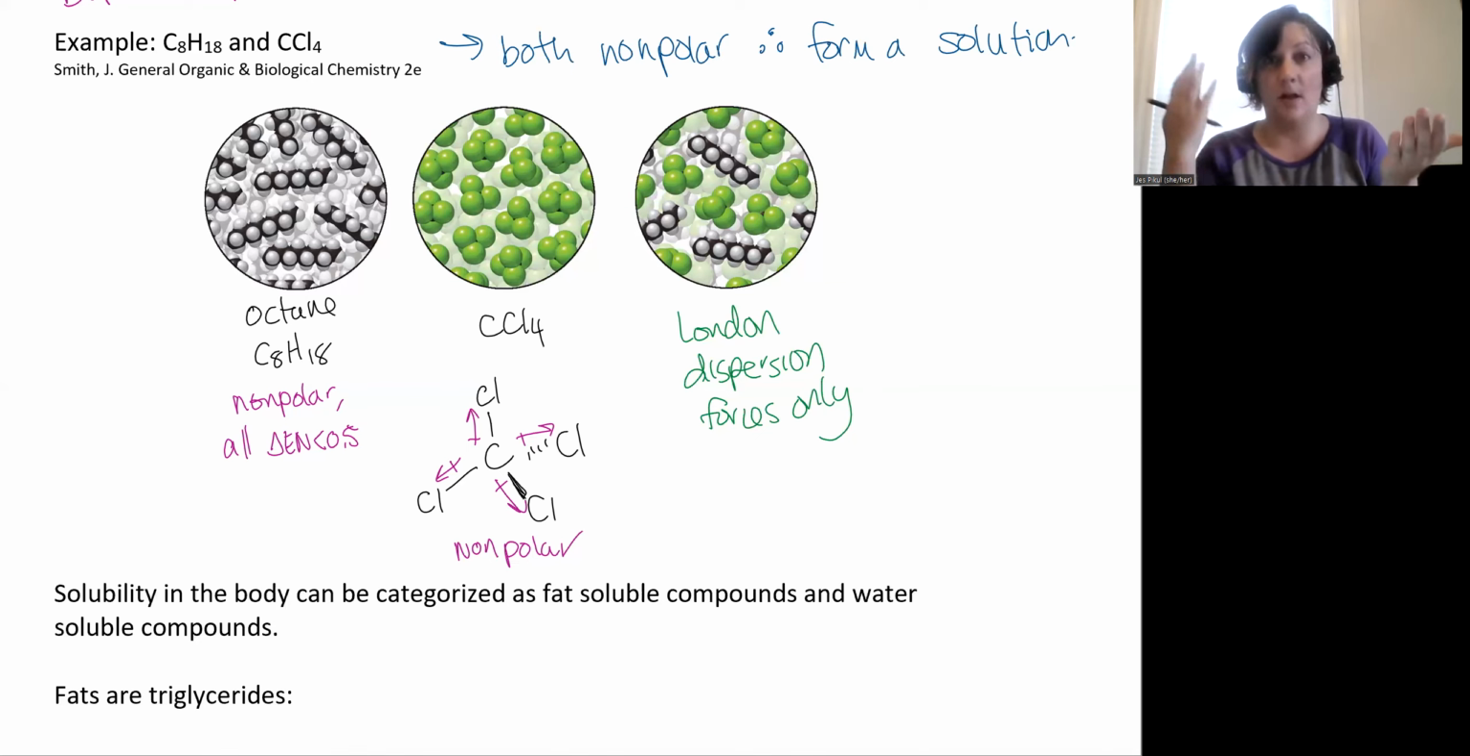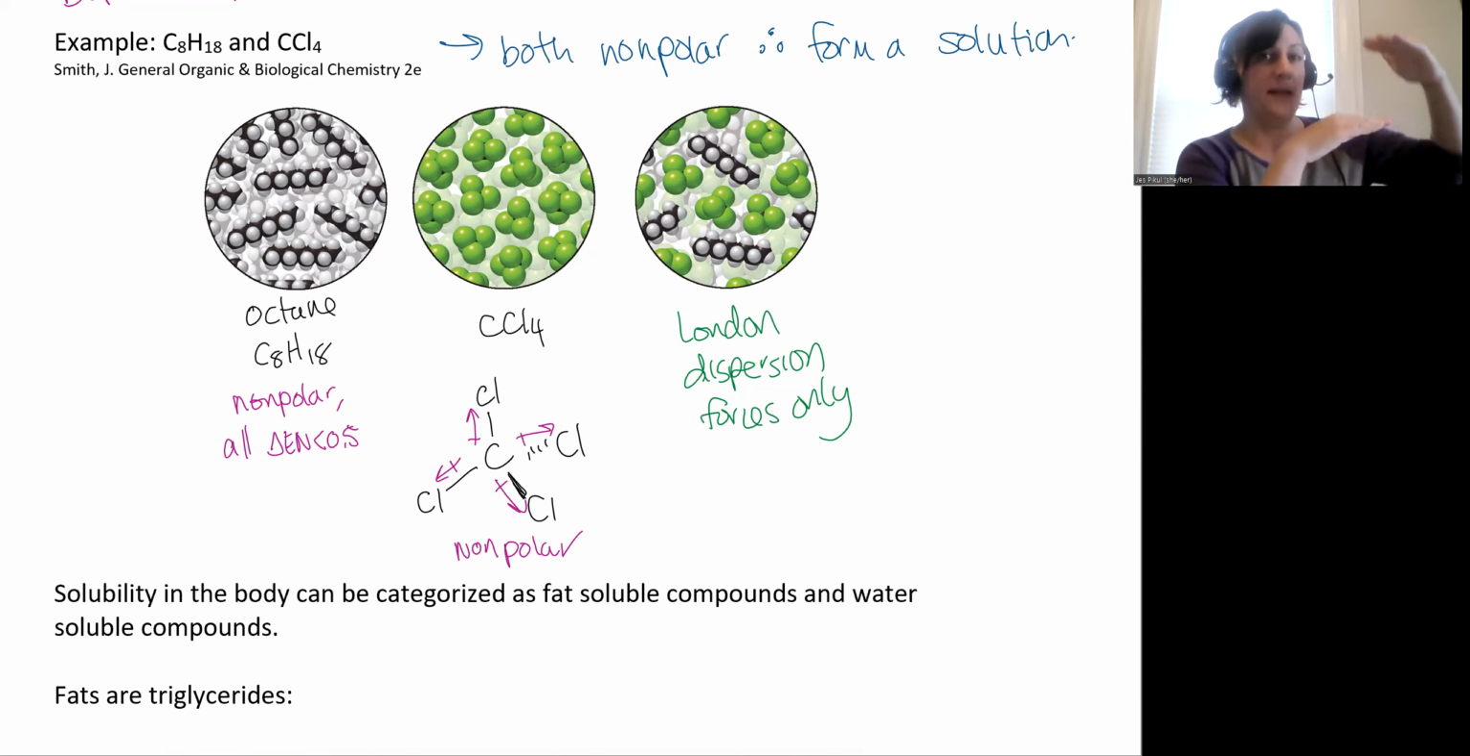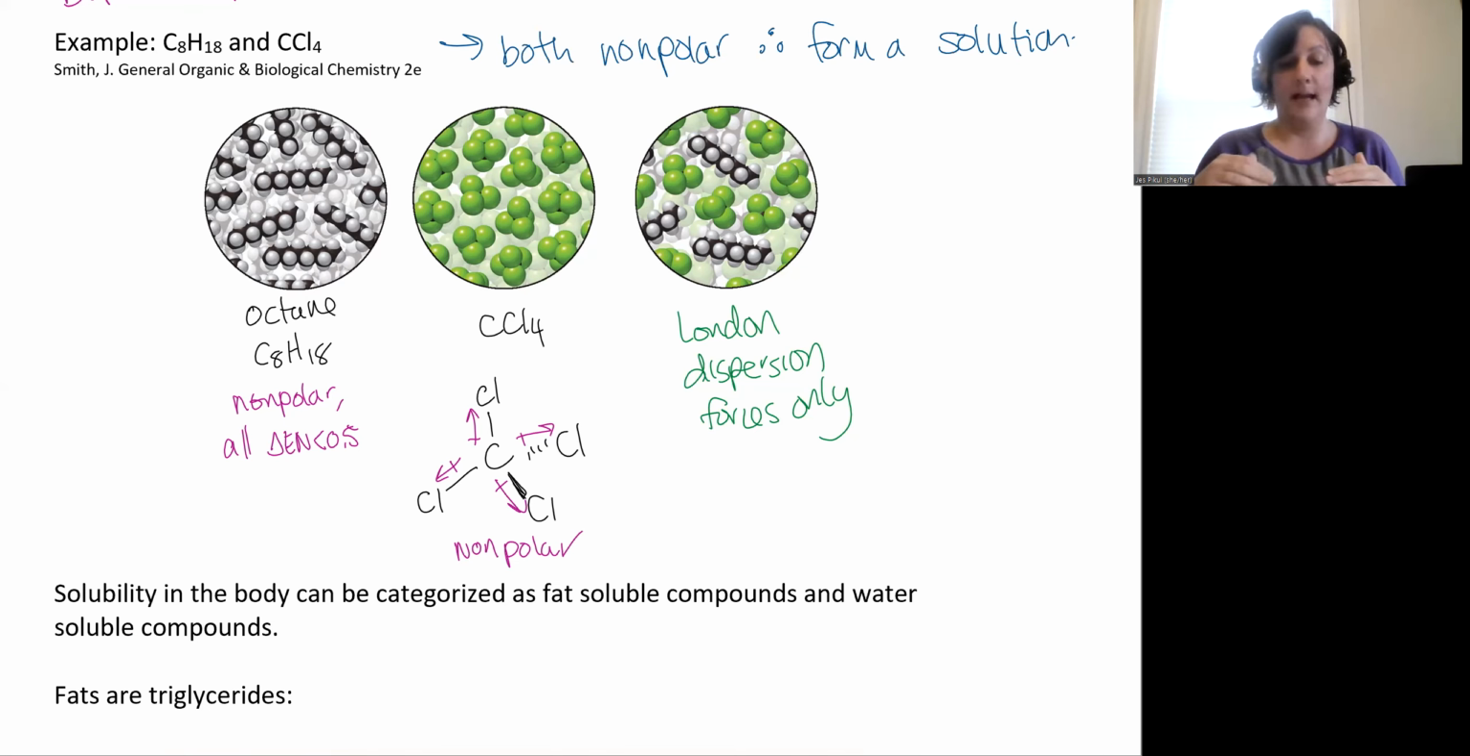So as we try to decide, will two things form a solution? Will something dissolve in something else? All we really need to focus on is, are they both nonpolar or are they both polar? If they're different, they won't mix. They'll form a heterogeneous solution, which is just like oil and vinegar in a vinaigrette. And if you just let it sit, it's going to separate into two layers, oil and water. And it'll be a heterogeneous mixture, not an actual solution.